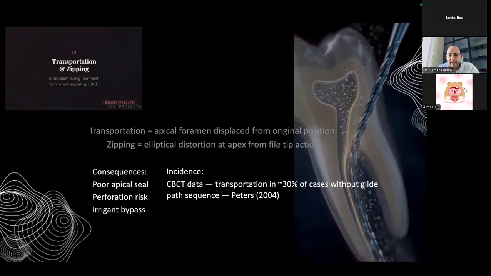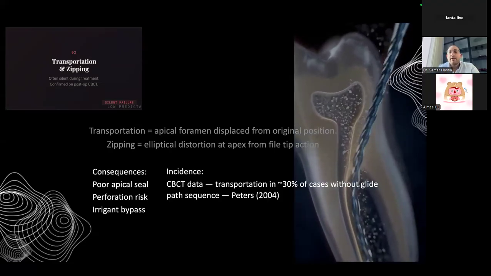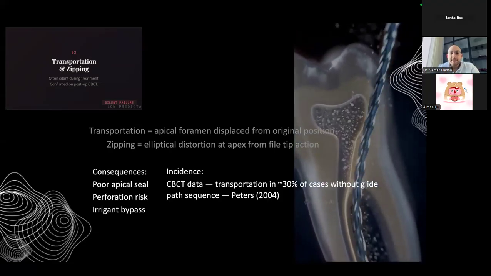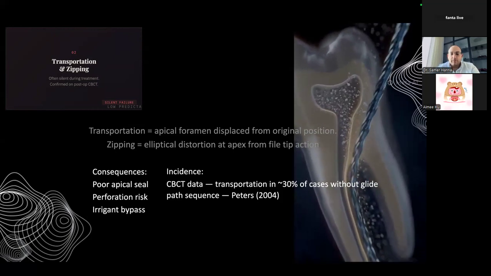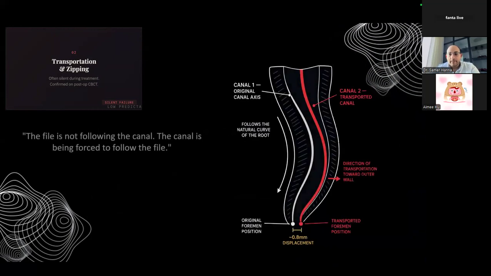Its incidence, again, has a high percentage. Without a good glide path, the incidence of transportation is around 30%. The file not following the canal is being forced to follow the file, exactly as we were just saying: the canal has to be transported into a different dimension to be able to follow the file that I'm introducing.